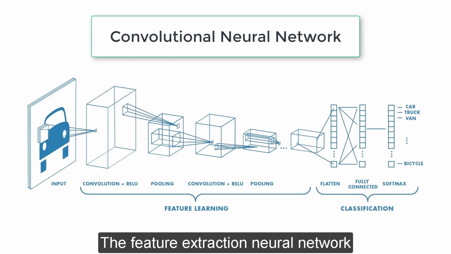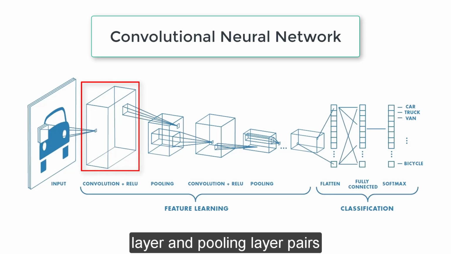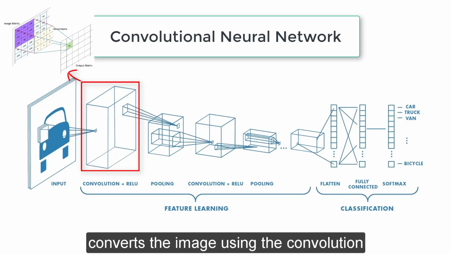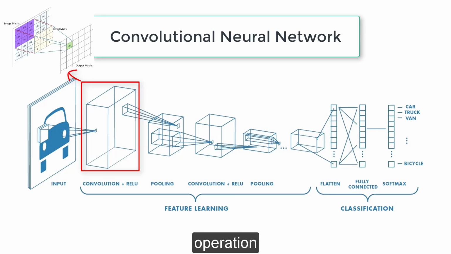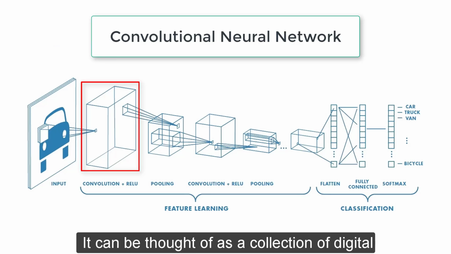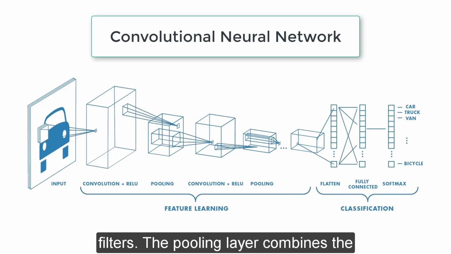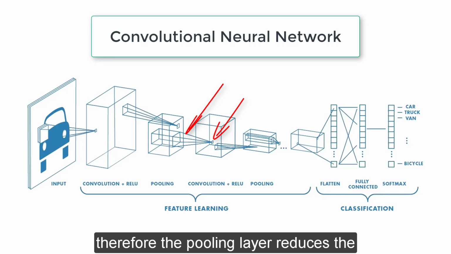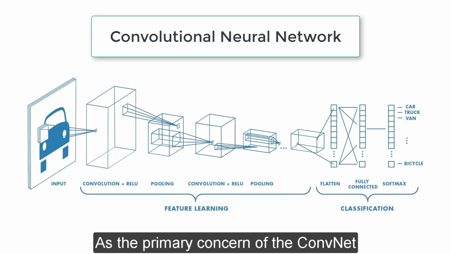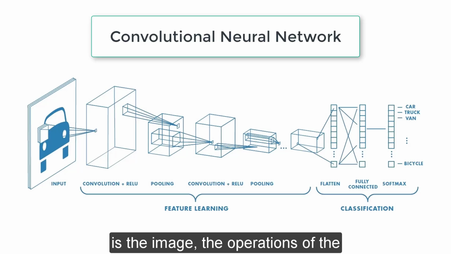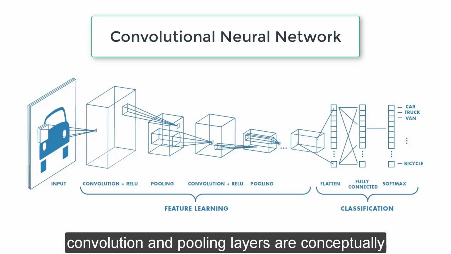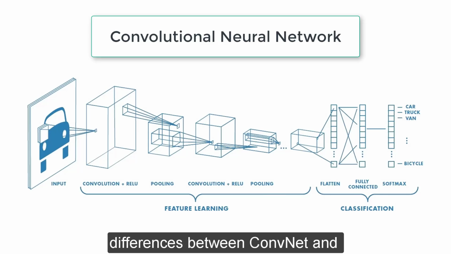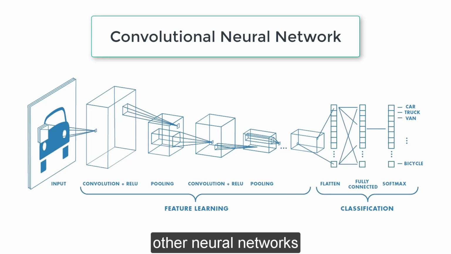The feature extraction neural network consists of a pile of convolutional layer and pooling layer pairs. The convolutional layer, as its name implies, converts the image using the convolution operation. It can be thought of as a collection of digital filters. The pooling layer combines the neighboring pixels into a single pixel. Therefore, the pooling layer reduces the dimension of the image. As the primary concern of ConvNet is the image, the operations of the convolution and pooling layers are conceptually in a two-dimensional plane. This is one of the differences between ConvNet and other neural networks.